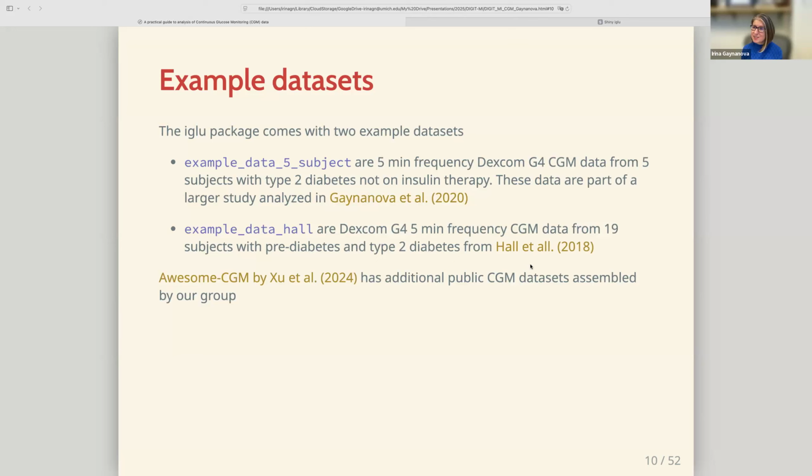There are example data sets that I'm going to use. Those two are public data. They both come with the iglu package. This first one is also pre-uploaded in the Shiny app. They're subjects with type 2 diabetes not on insulin therapy, and there are some other data sets that are also public that you can look at.